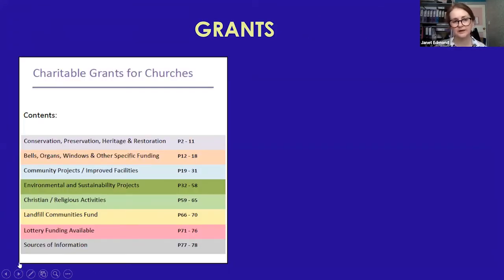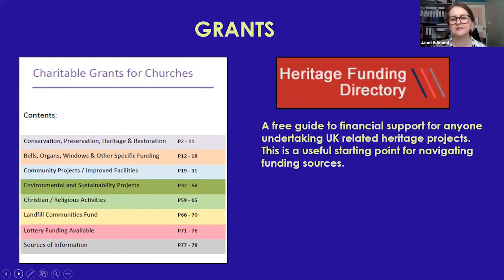Other grants you can have a look at: Charitable Grants for Churches is a document that is available on the Parish Resources website, and there is a link to this that you can click into. It's a big document, about 80 pages long, and there are lots of grants in here, categorised into different areas. You can download the document rather than print it out, and that's a really good one to have a look at. There's also the Heritage Funding Directory, which is available at this link.